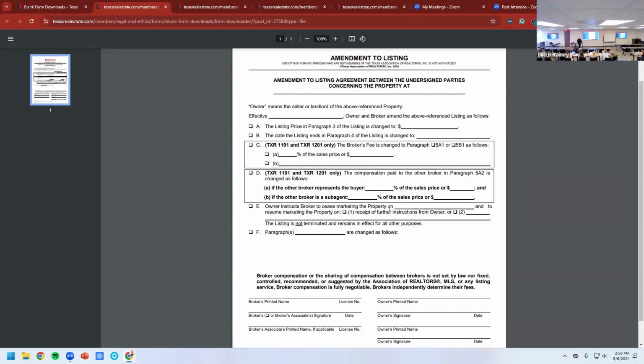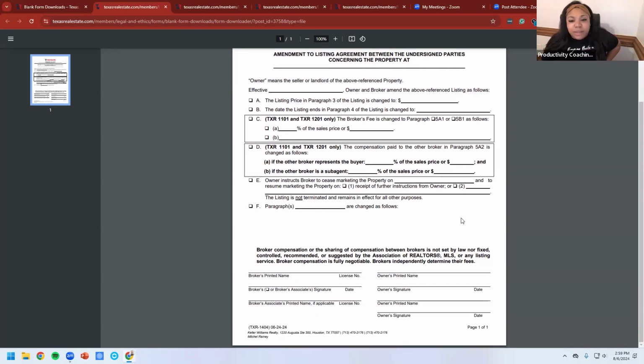This form is also what you'd use when they want you to cease marketing. There's a school party starting, so I don't want you marketing it for a week, or we see it a lot around the holidays. I don't want to be showing my house during the holidays, so let's take it off the market, just withdraw it from the market. Your days on market stops, but you still have the listing agreement. This is the 1404 amendment to listing.